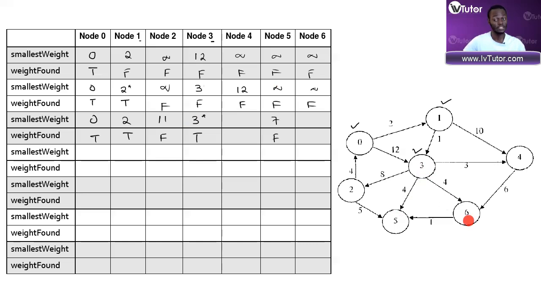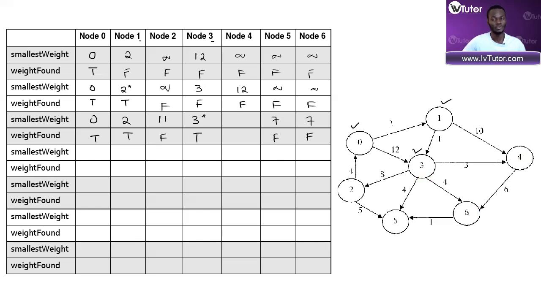Next one, I can go to 6 from 3, which is 4, plus the current weight of 3, which is 3. So that's why I'm keeping this mark here, so that I know where I'm going back to look at. Okay, so 3 plus 4, I get 7. So 6 gets a 7 and a false. Where else can I go from 3?